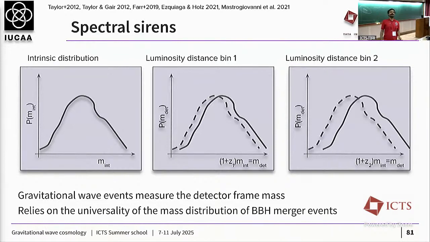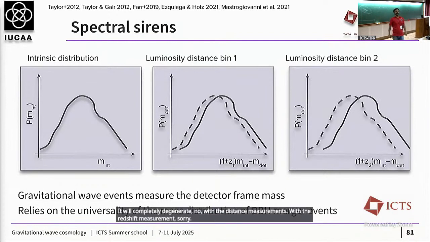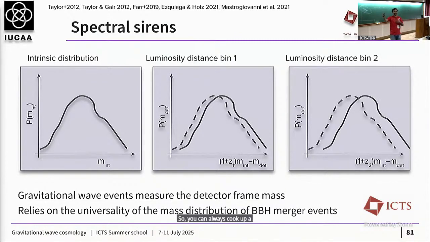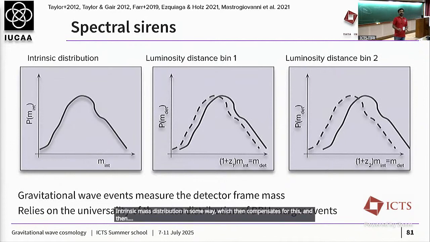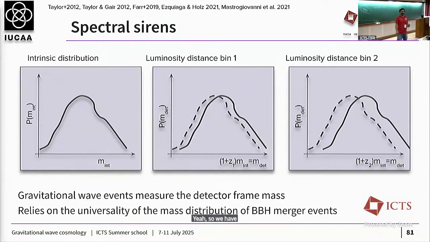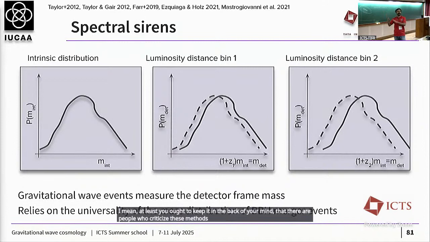It will completely degenerate, no, with the distance measurements, with the redshift measurement. Sorry. So you can always cook up a model which does something crazy, and then it changes the intrinsic mass distribution in some way, which then compensates for this, and then yeah. So we have to be careful about these things. I mean, at least you have to keep it in the back of your mind that there are people who criticize these methods, and there are good reasons to criticize.